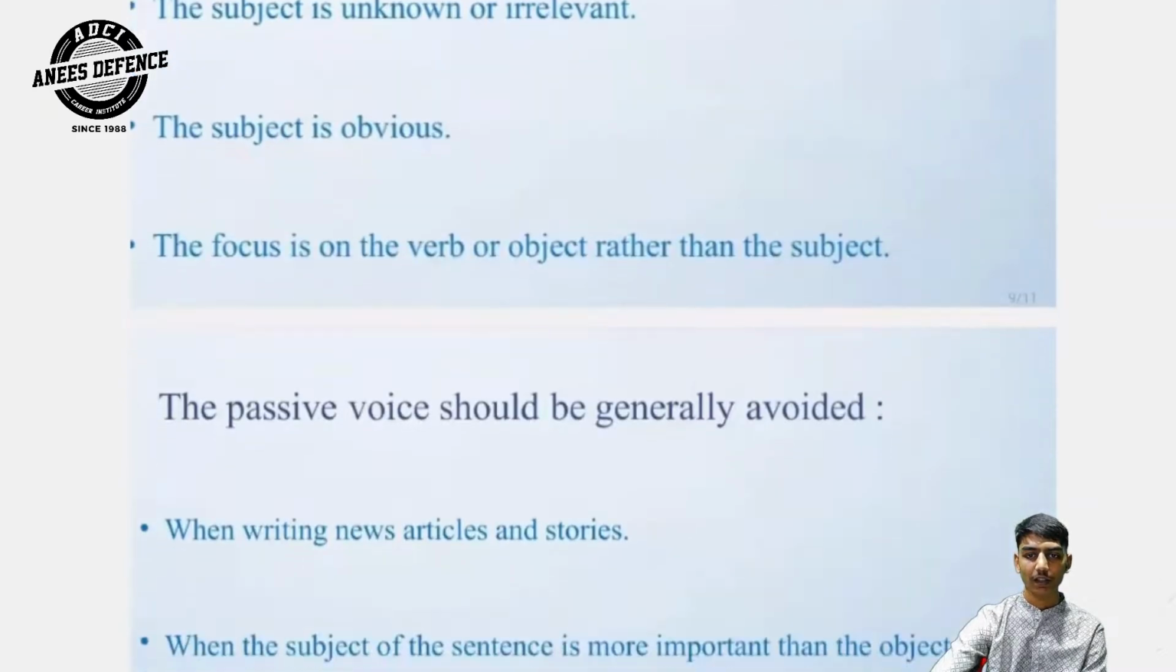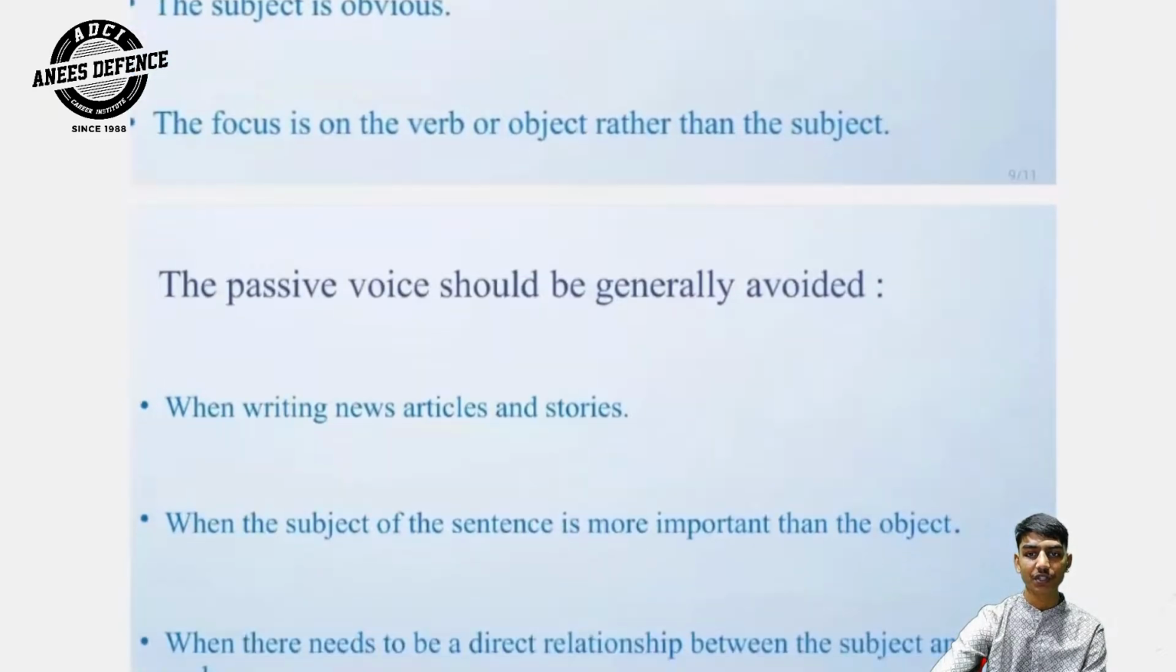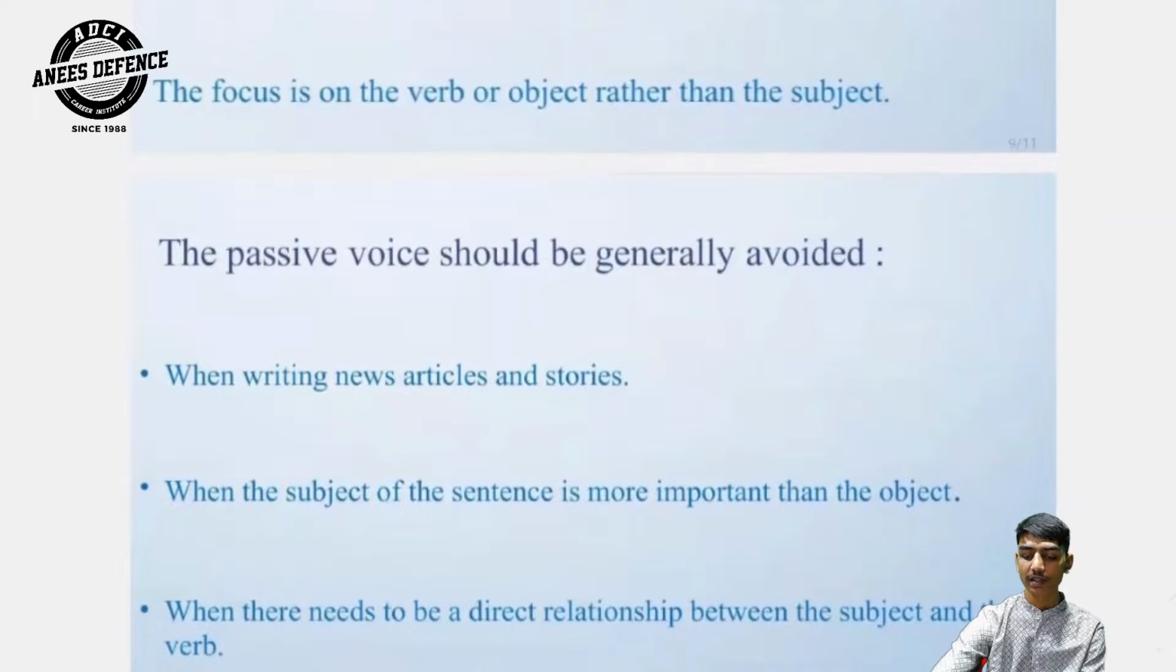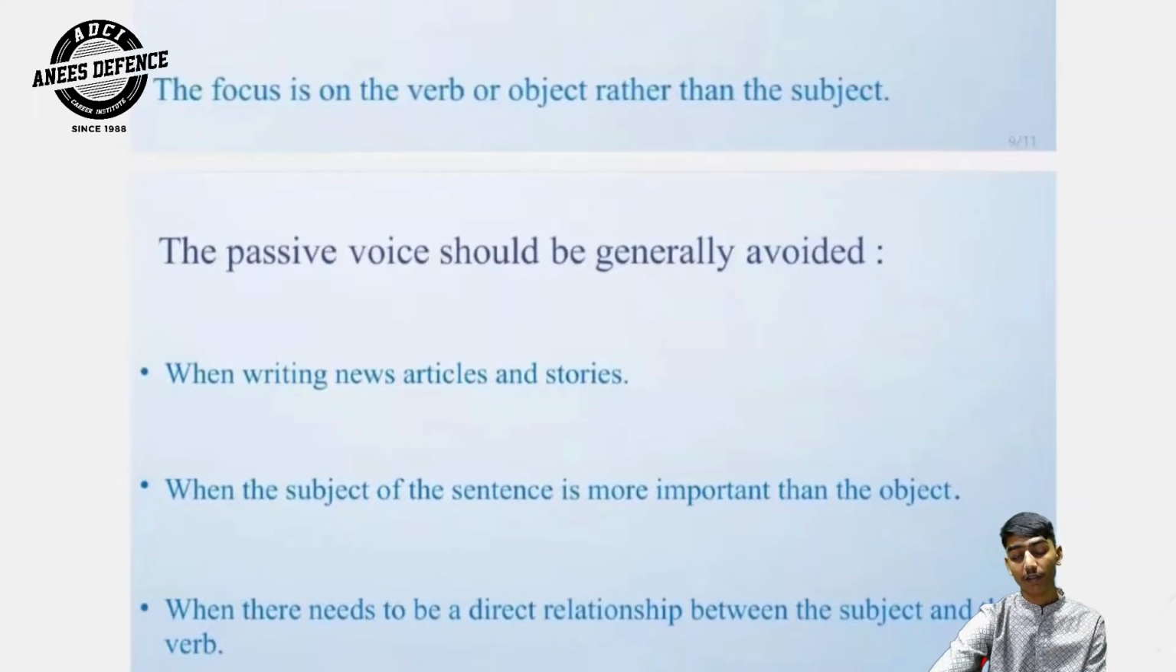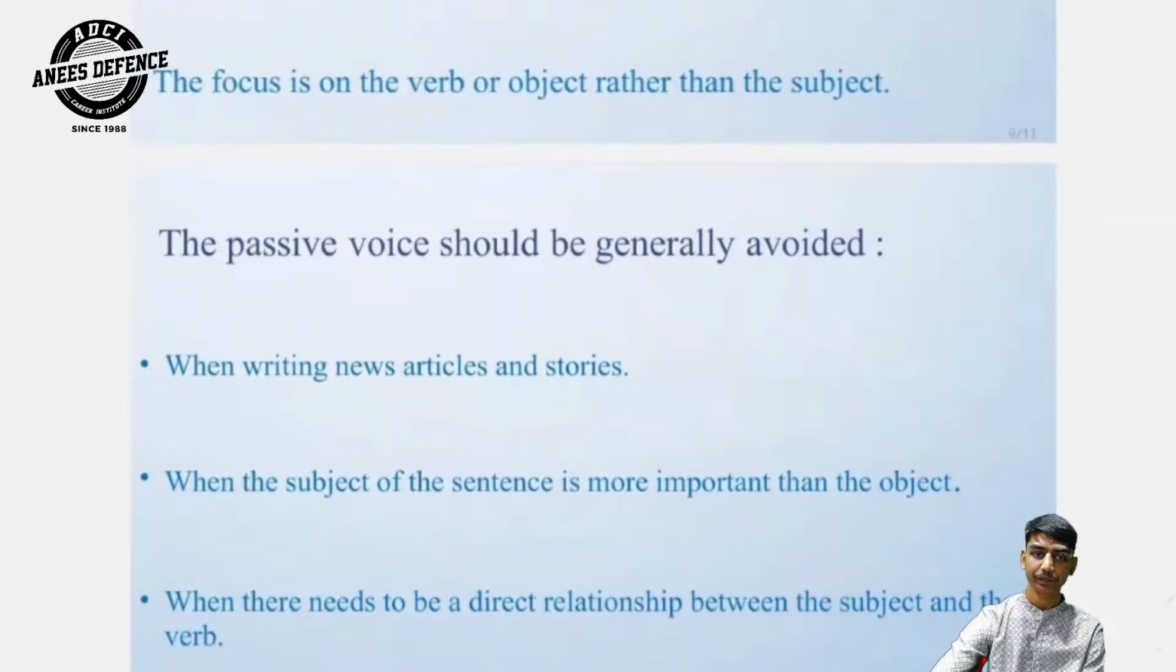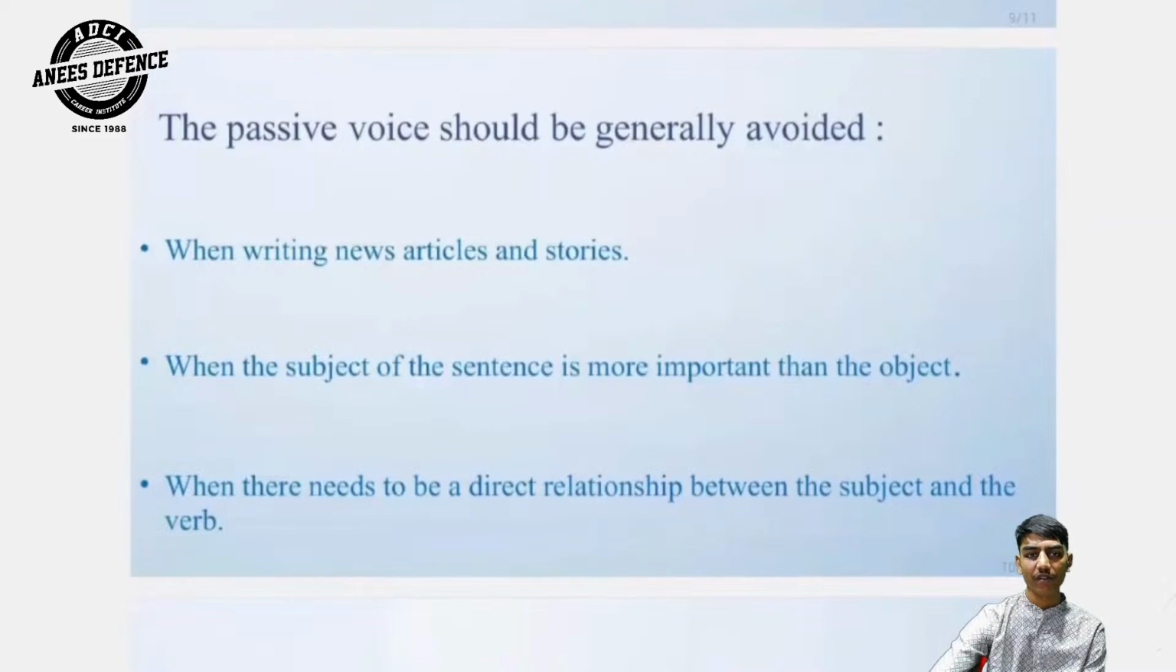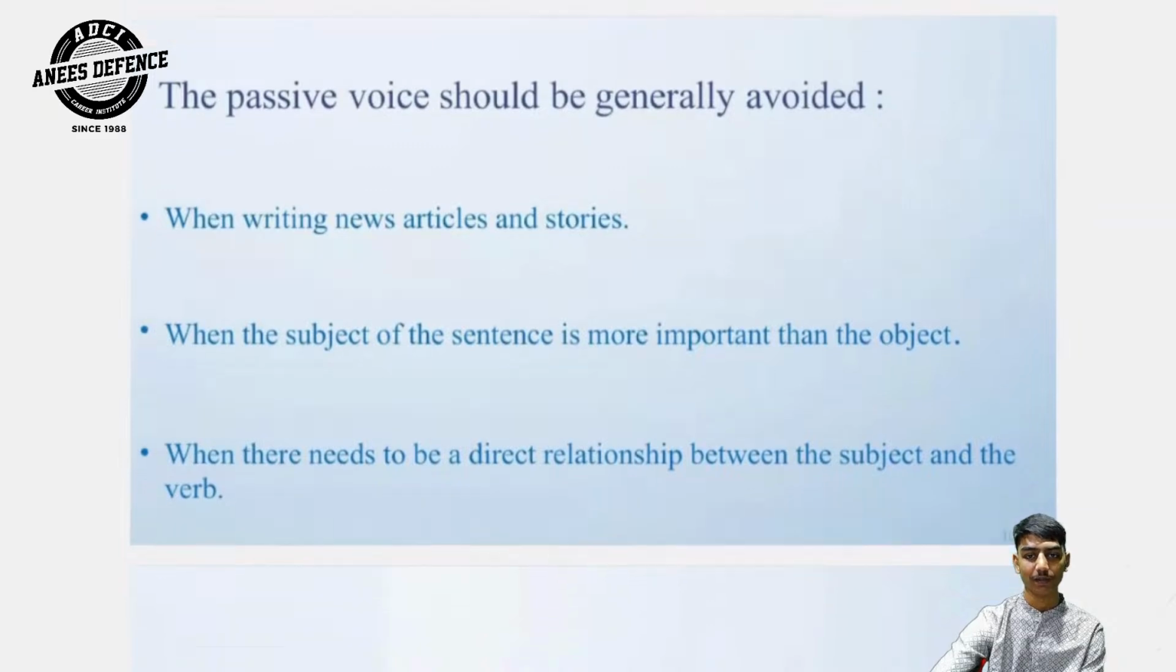Okay. Next, the passive voice should generally be avoided. Now we'll see when to avoid passive voice. When writing news articles and stories, we need to avoid passive voice. When the subject of the sentence is more important than the object, we need to avoid passive voice. When there is a need for a direct relationship between the subject and the verb, we need to avoid passive voice.